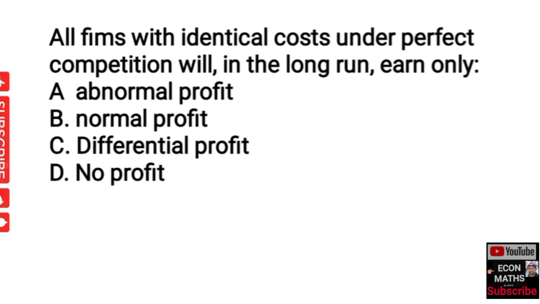Next question is, all firms with identical costs under perfect competition will in the long run earn only. So in case of perfect competition, in the long run, what kind of profit will firms earn? The options are abnormal profit, normal profit, differential profit, or no profit.